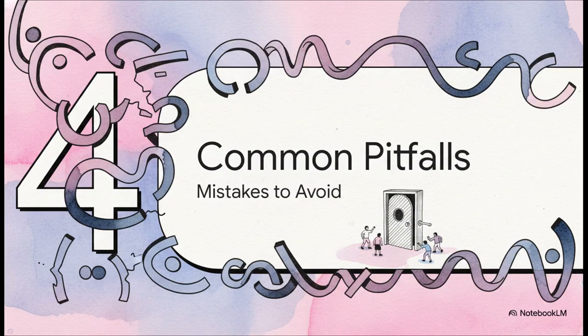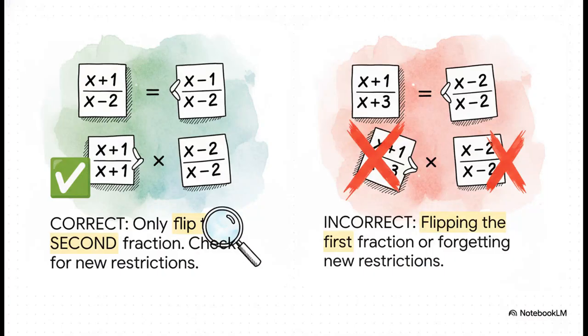Okay, this process is super powerful, but I gotta warn you, there are a couple of common traps that students fall into all the time. So let's talk about them so you can steer clear. All right, there are two major things to watch out for. The biggest one, by far, is flipping the wrong fraction. It's so easy to do. Remember, you only flip the second fraction, the one that comes after the division sign.